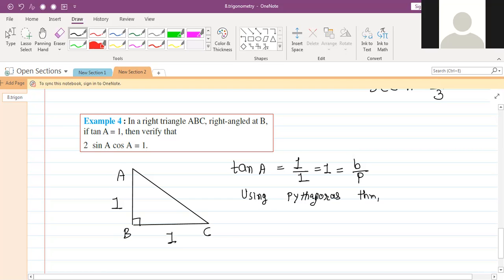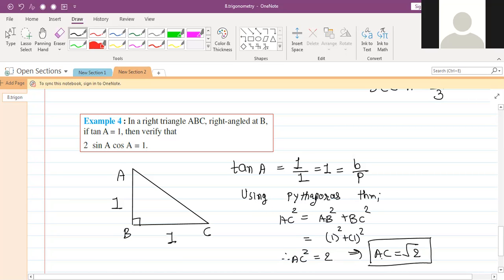By Pythagoras theorem, the hypotenuse is AC, so AC square is equal to AB square plus BC square, and here we get 1 square plus 1 square, and therefore AC square is equal to 2, and therefore AC is equal to square root of 2, that is root 2, because 2 is not a perfect square. Understand? Yes, sir. Now in this question we get hypotenuse is root 2, and this one is base and this one is perpendicular.